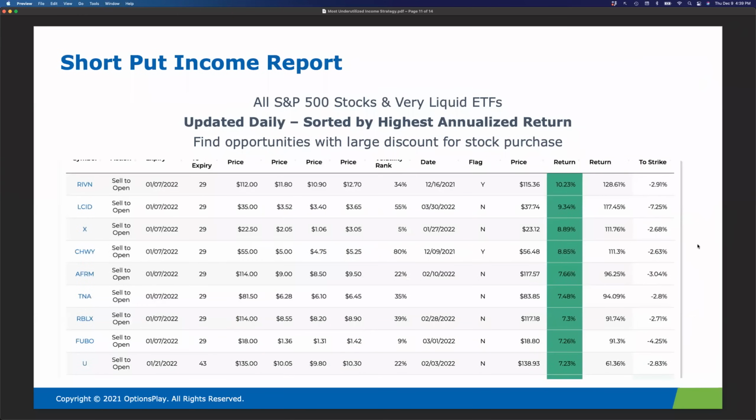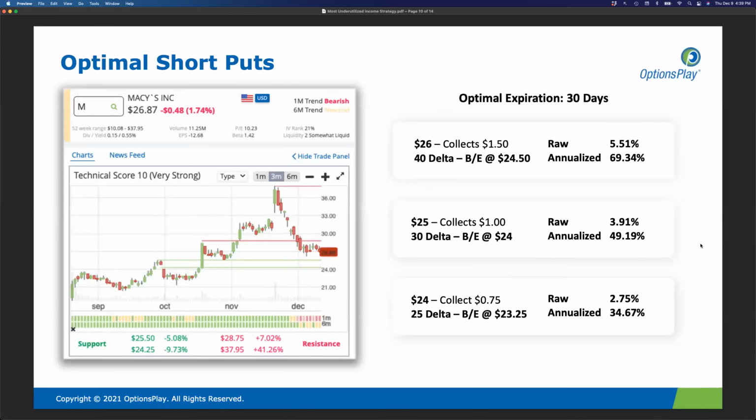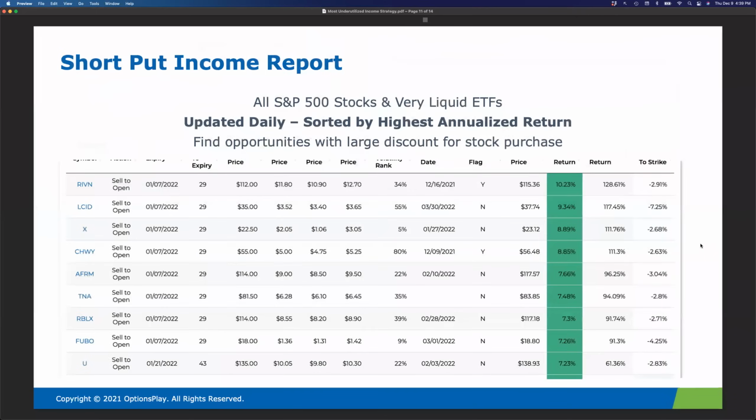So let's talk a little bit about how to find these opportunities. So I'm using Macy's here as just a quick example, right? And I want to show you how I found Macy's. So what we publish here at OptionsPlay is what we call a short put income report. And this is a report that everyone who is a member, or if you're on a free trial, will have access to.